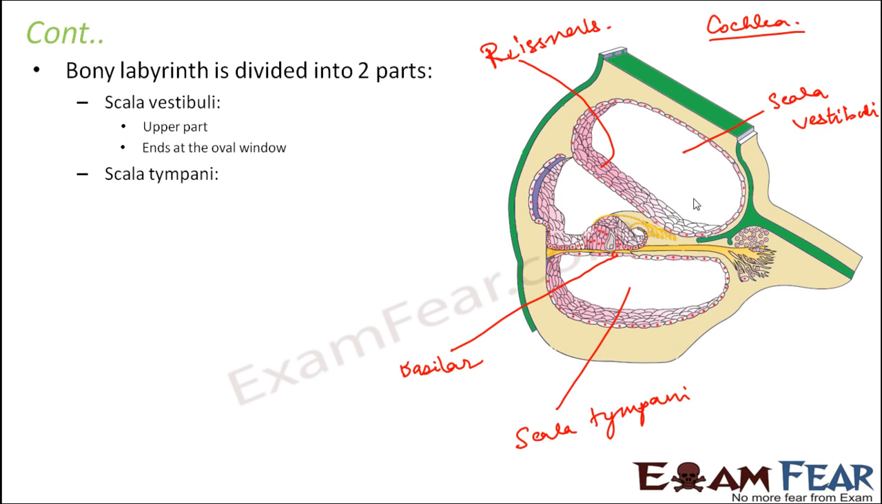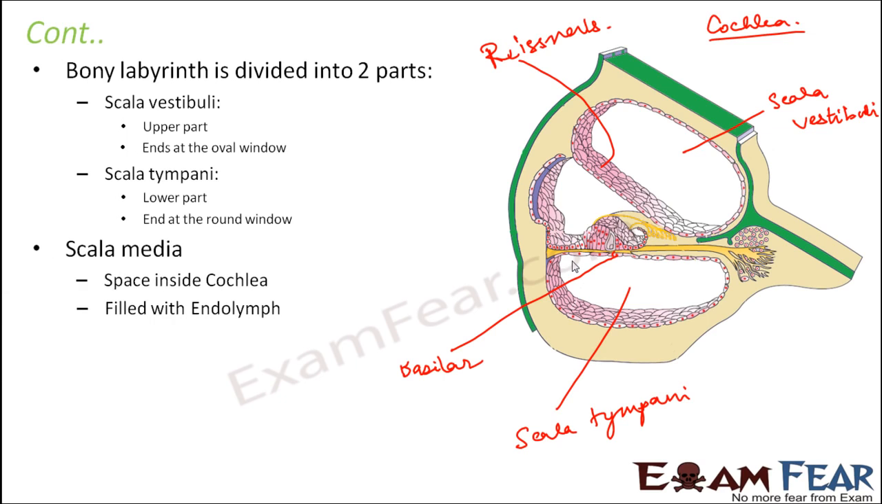So, you remember which is the oval window? The oval window of the inner ear. So, you have the oval window somewhere here. So, this is where it ends. The scala tympani is the lower part, that is this part, and it ends at the round window. So, this ends at the round window of the Eustachian tube. So that is how the internal structure is linked.